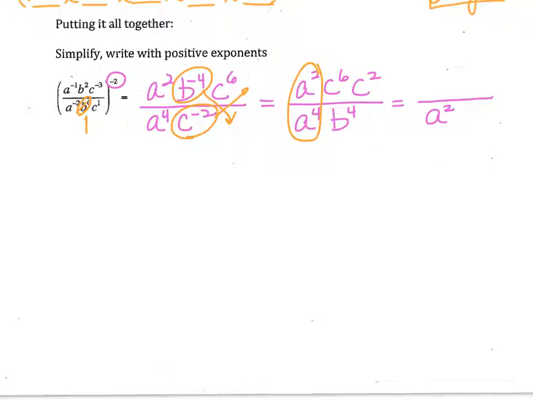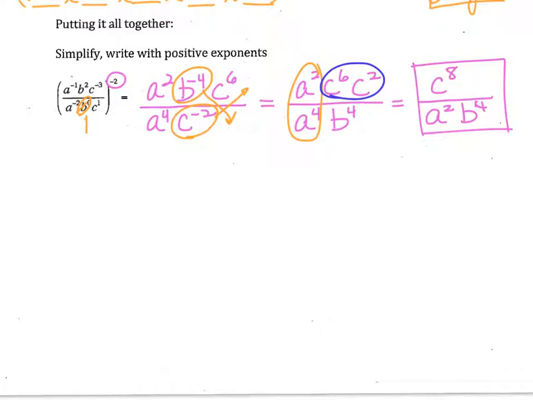And then our c to the 6 times c squared. Remember up here, when we multiply like bases, we add the exponents. So that'll be c to the 8th, like you're just counting up. You have 6 c's multiplied and 2 c's multiplied, so it's a total of c to the 8th. And then our b to the 4th on the bottom stays b to the 4th. And then you've combined all the like bases. There's no negative exponents, so that's your final answer.